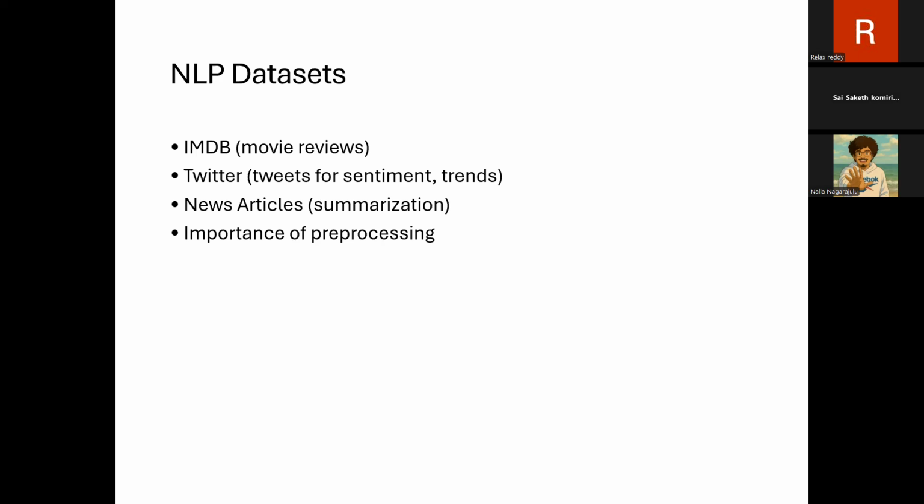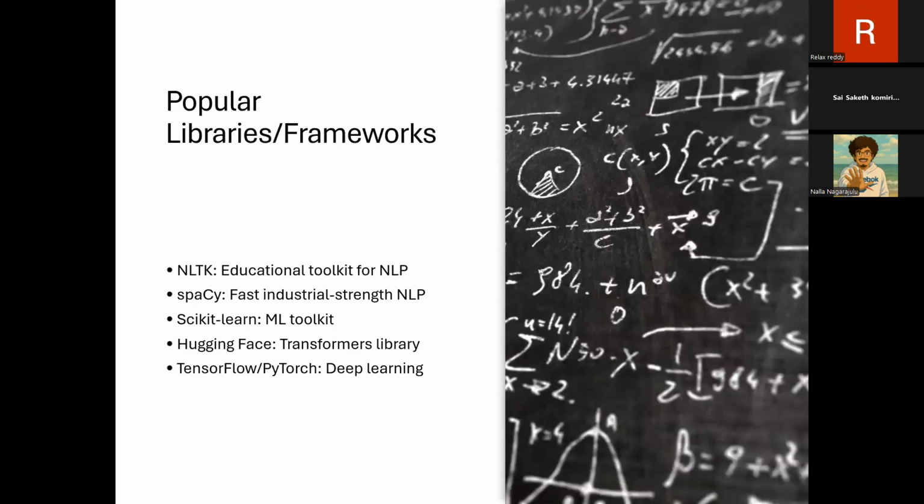Before we feed the data into models, we need to pre-process it. This involves cleaning the text, removing punctuation, converting into lowercase, removing stop words like the or an, and stemming or limiting words to their base forms. Pre-processing makes the data uniform and helps models focus on meaningful patterns instead of noise.